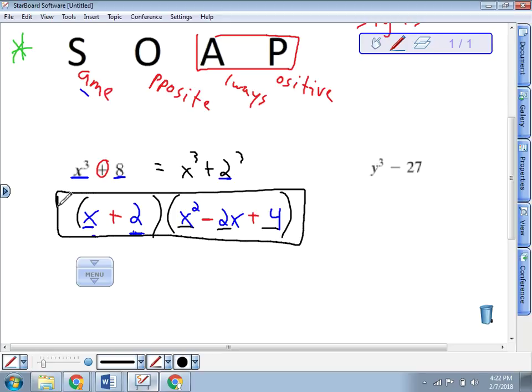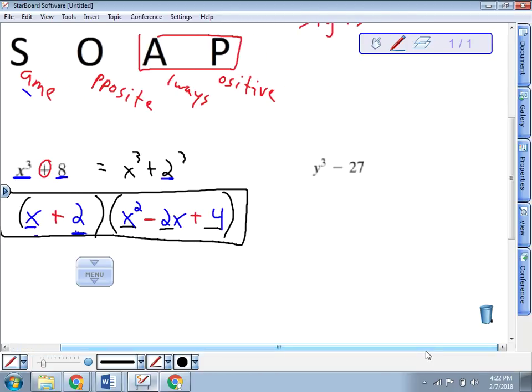2 sets of parentheses, 2 terms in the first, 3 terms in the second. Let's take a look at another example. All right, y to the third minus 27. So again, the answer is going to be 2 sets of parentheses. Here we go. I'm going to scroll over just a little bit.